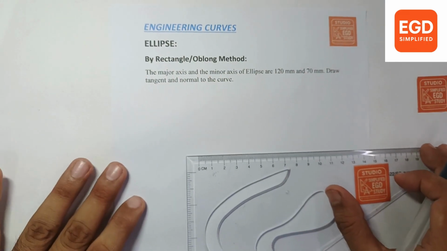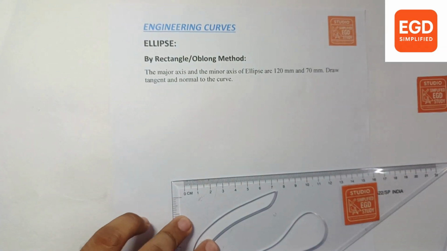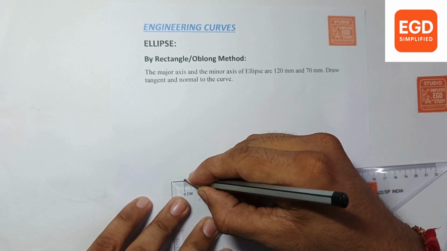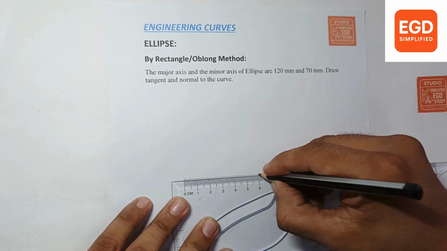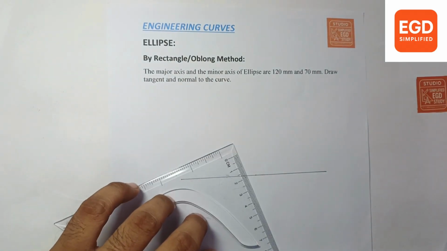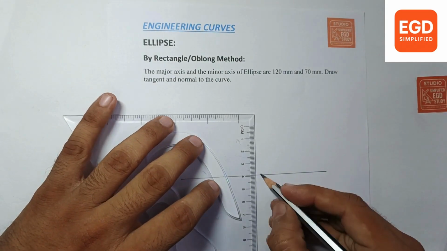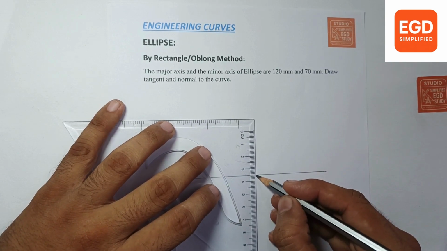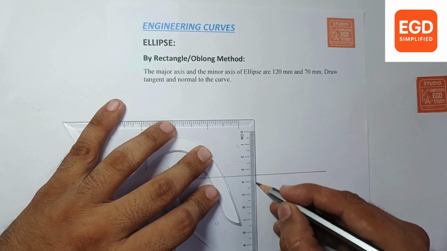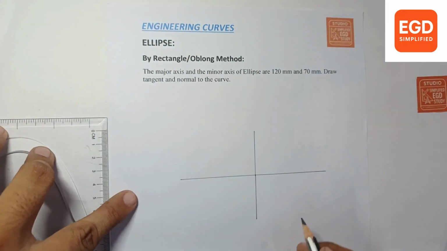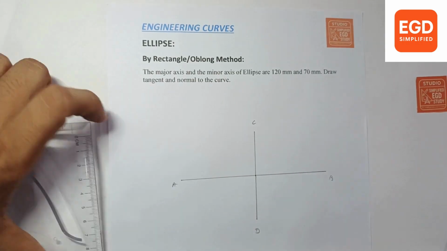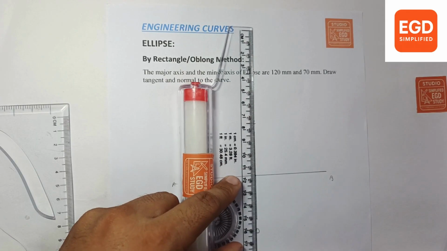So first of all, construct the major axis of 120 mm, and at 90 degrees from the midpoint, construct the minor axis of 70 mm, 35 mm above and 35 mm below. Give the names A, B, C, D. Give the dimensions.